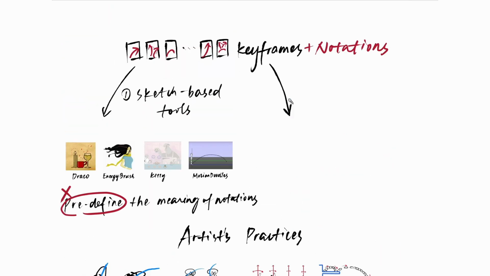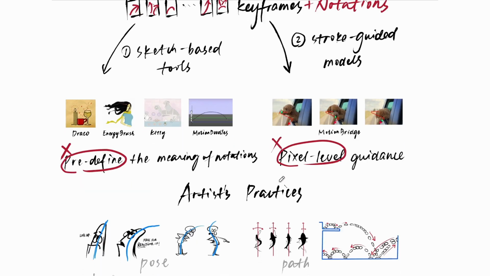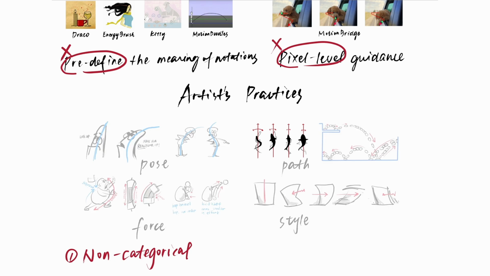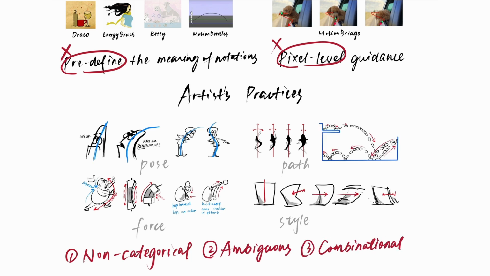On the other hand, recent stroke condition models also take sketches as input, but they treat every stroke as pixel-level guidance for an exact path. But artists' notations are intentionally ambiguous to show the general motion intent. And in practice, artists rarely sketch one notation at a time. They often use them in combination.